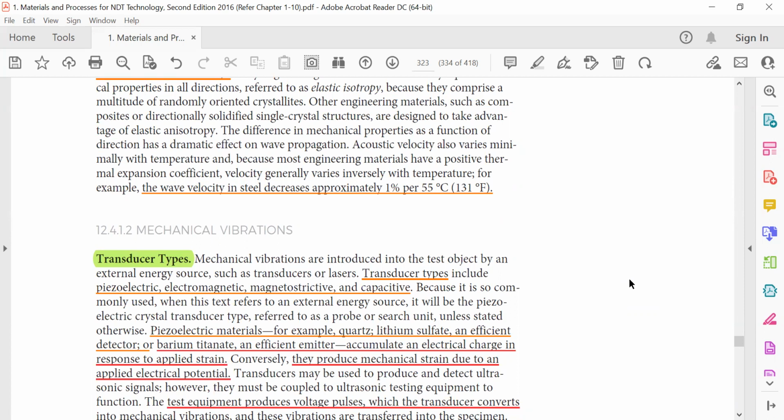Transducer types: piezoelectric, electromagnetic, magnetostrictive, or capacitive. Piezoelectric materials, for example quartz and lithium sulfate, are efficient detectors. Barium titanate is an efficient emitter. They accumulate an electrical charge in response to applied strain. They produce mechanical strain due to an applied electrical potential.